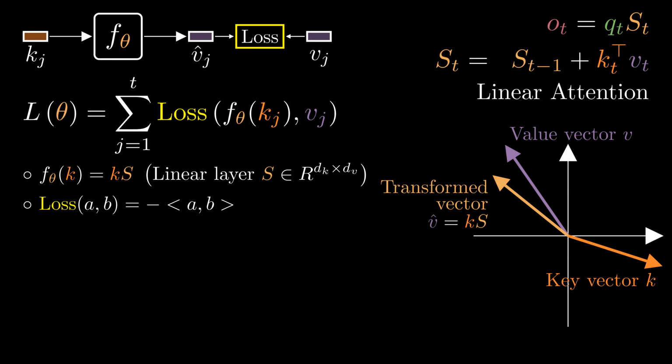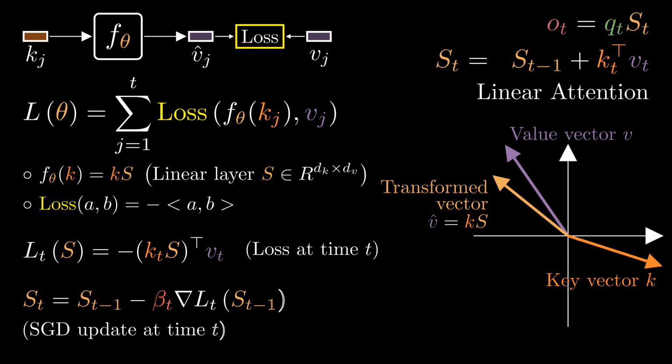Now we need to design how we optimize the weight matrix S. A simple strategy is to use stochastic gradient descent. We consider one key value pair at a time and update the weight matrix S sequentially. At time step t, our loss is a negative dot product between the transformed vector kS and the target value vector v. For each token, we can update the weight matrix by moving toward the negative gradient direction. Here, beta t is the learning rate. This gives us the following update rule.